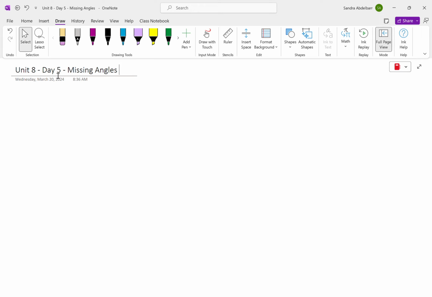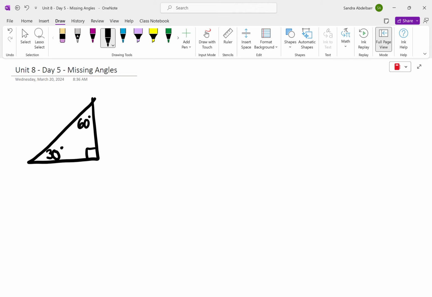Okay, guys, so just to recap, when you have a 30, 60, 90 triangle, considering we're on the unit circle, across from the 30 is what? 1, you got it. Across from the 60 is root 3, and across from the 90 is 2.